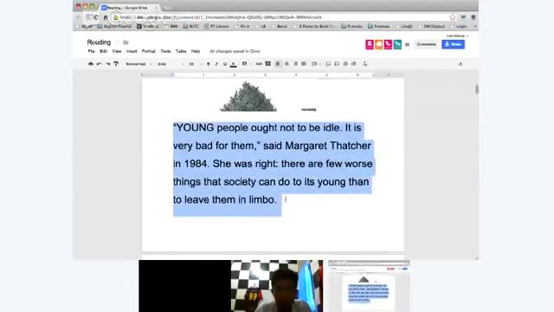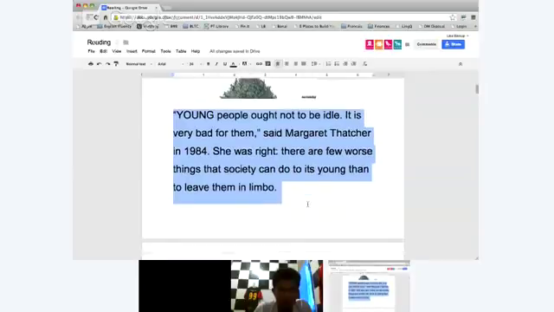Young people ought not to be idle. It is very bad for them, said Margaret Thatcher in 1984. She was right. There are few worse things that society can do to its young than to leave them in limbo.